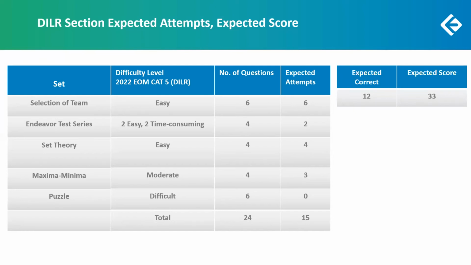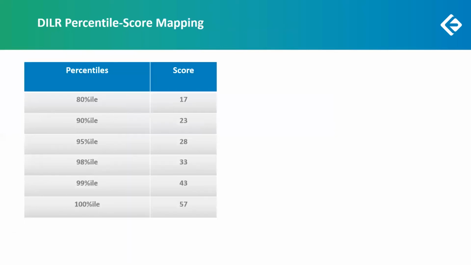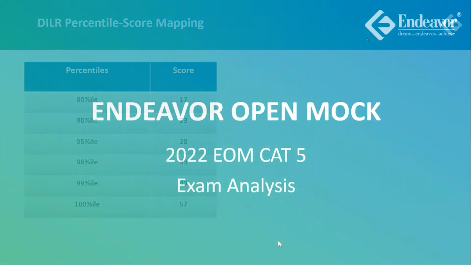And now with that, we come to the percentile score mapping. As I said, for 98 percentile, a score of 33 would have been enough. For 80 percentile, a score of 17; 90 percentile, a score of 23; 95 percentile, a score of 28; 99 percentile, a score of 43; and 100 percentile, a score of 57. With that, we come to the end of the DILR analysis.